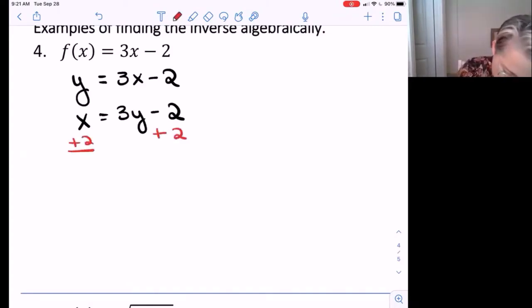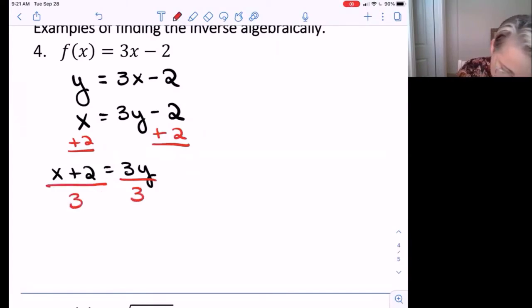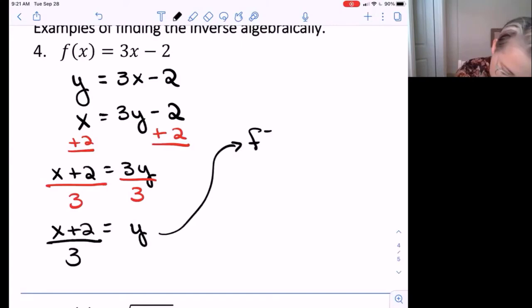So we add 2 to both sides. We get x plus 2 equals 3y, divide both sides by 3, and we get the inverse function of x plus 2 divided by 3.